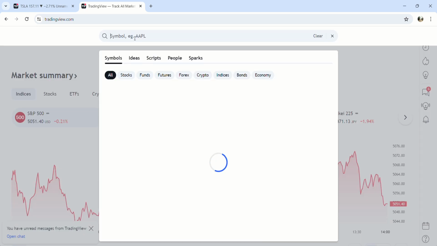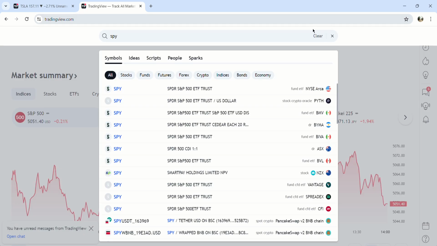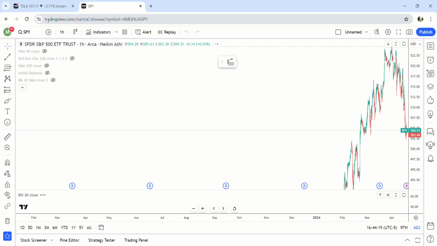Let's go over the overall market. Go over SPX.